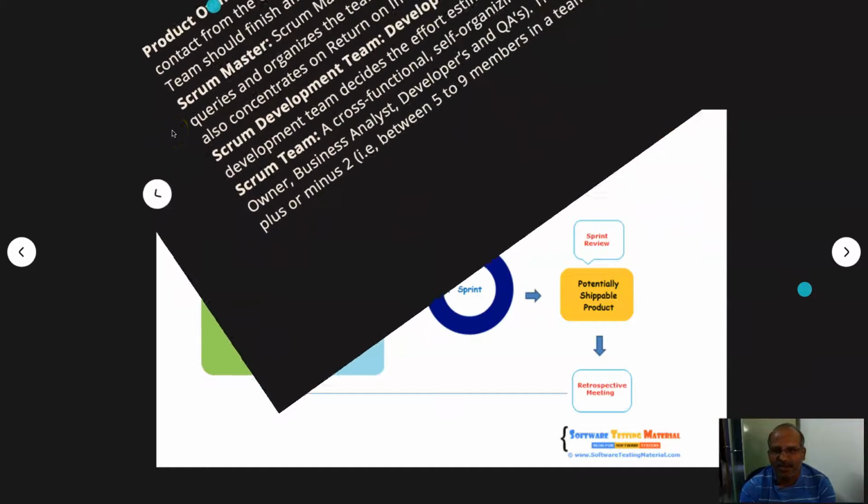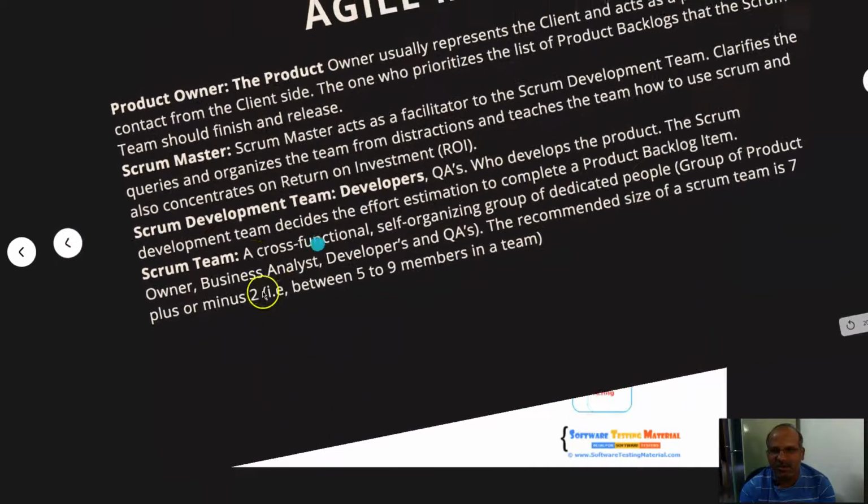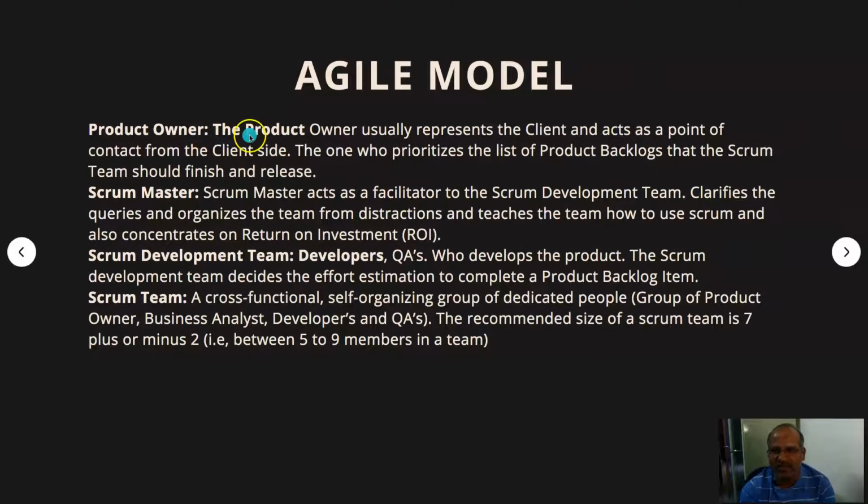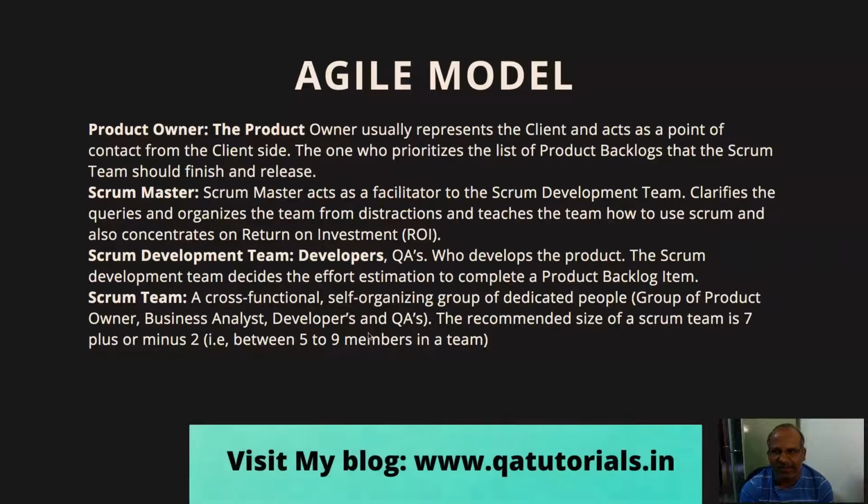In the Agile methodology, there are different roles. One is the product owner. Who is the product owner? He usually represents the client and acts as the point of contact from the client side. The product owner prioritizes the list of product backlog items that the Scrum team should finish and release, and decides which backlog items will be taken up for development.